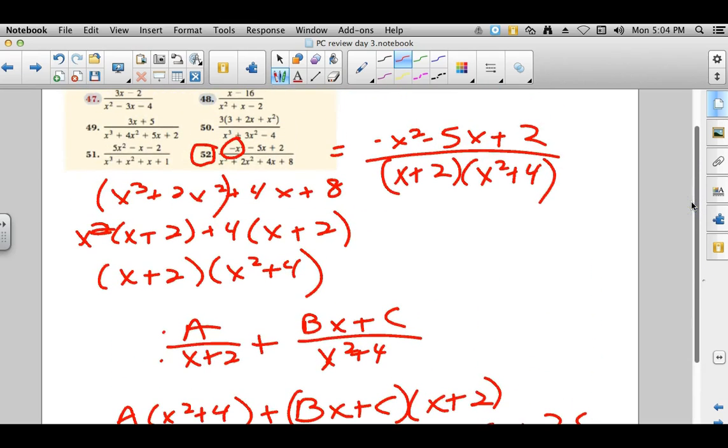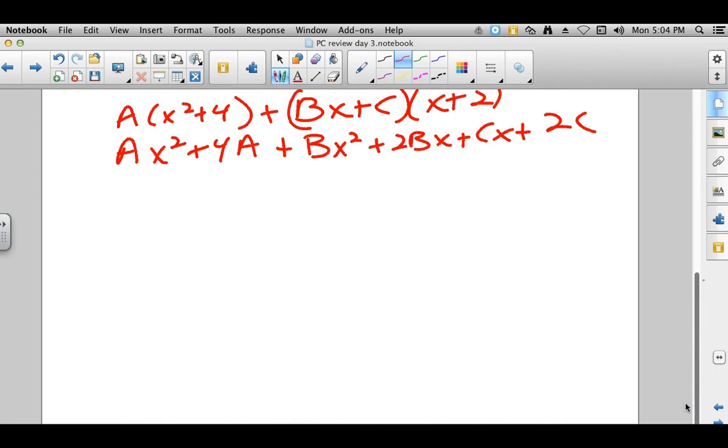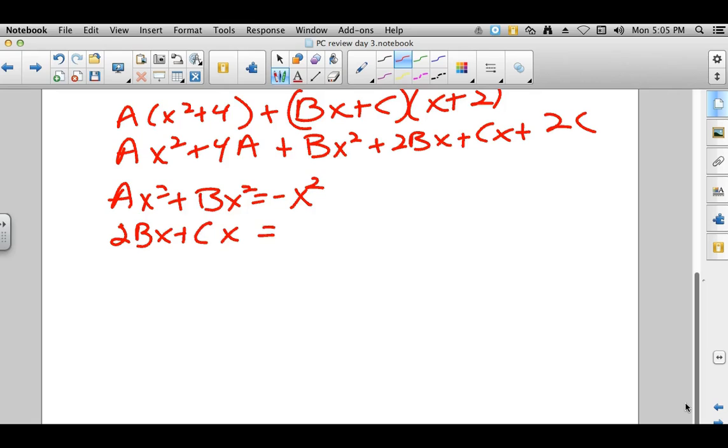Now, go back up and see what we're supposed to get here. Our x squareds are supposed to come out to negative 1x squared. Our x, negative 5x. And then we need 2 for our constants. So Ax squared plus Bx squared is supposed to equal a negative 1x squared. Then we have 2Bx plus Cx, and that's supposed to come out to be negative 5x. And then we have 4A plus 2C, and that's supposed to come out to be 2.